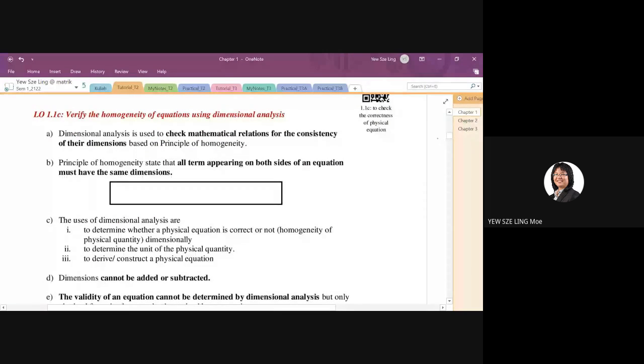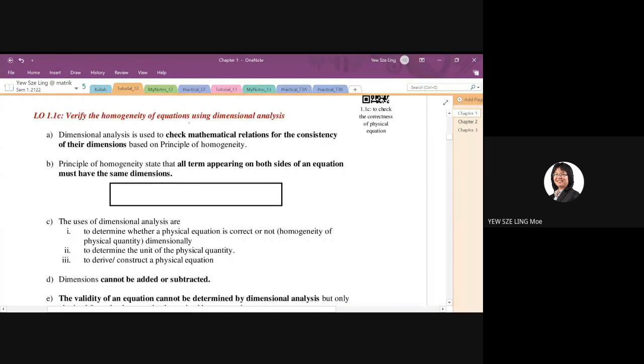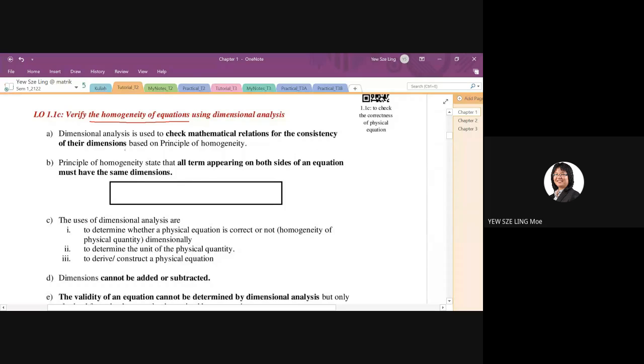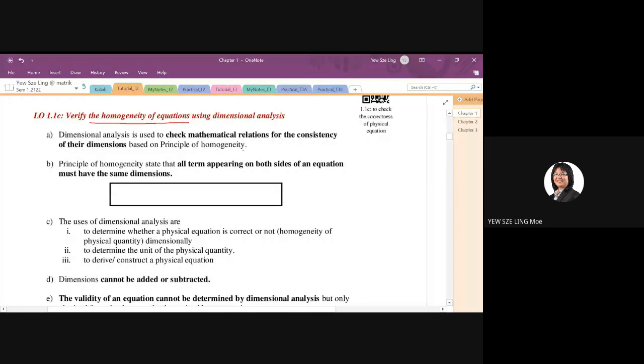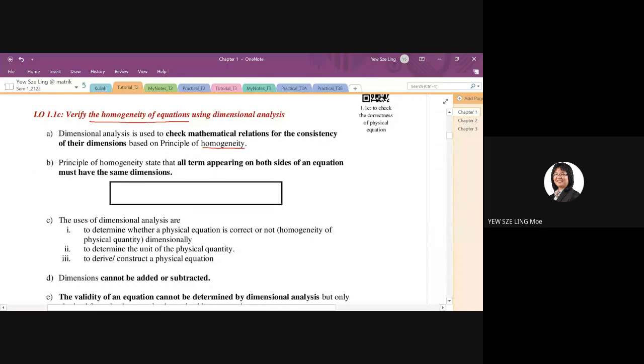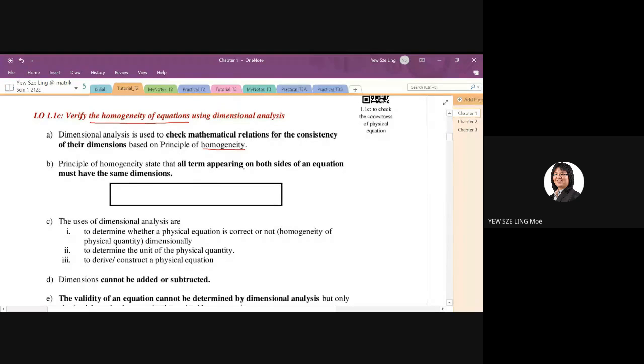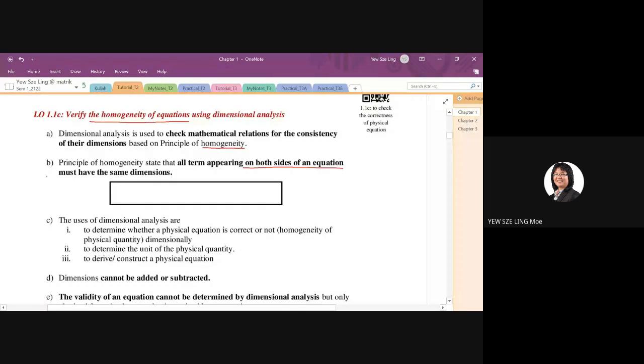All right, now, other than using it to derive the SI unit, we also use it to verify something we call the homogeneity of equations. Dimensional analysis is used to check mathematical relations for the consistency of their dimensions, based on the principle of homogeneity. Now, what does homogeneity mean? Homogeneity states that all terms appearing on both sides of an equation must have the same dimension.